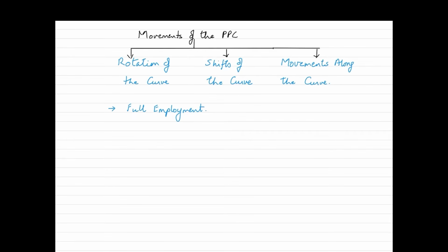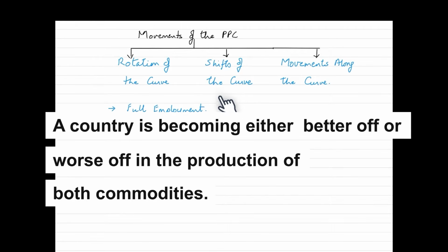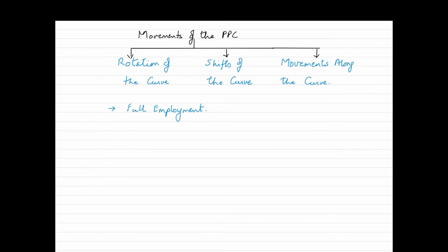When we talk about shifts of the curve, both of the commodities that the country is capable of producing, it is now producing either more of both of them or fewer units of both of them. So in this case, the entire curve would either shift to the right or to the left.